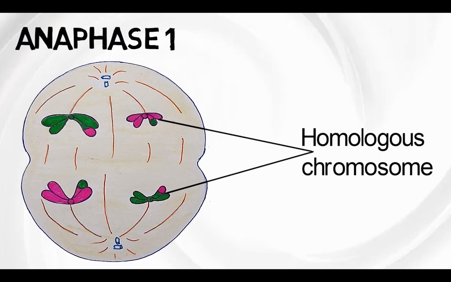Yes, because the sister chromatids are attached by the cohesin protein at the centromere. Oh, that's why they are moving towards the pole as one unit. I think now you can recognize this phase. Yes, of course. This is anaphase 1.